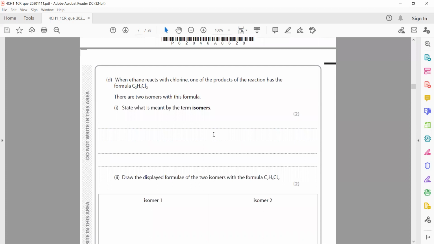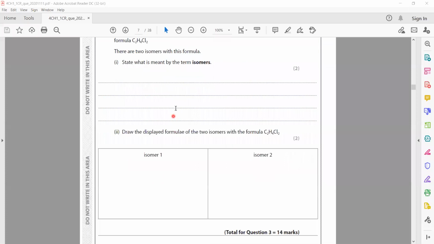When ethane reacts with chlorine, one of the products of the reaction is C2H4Cl2. There are two isomers. State what is meant by isomers. They have the same molecular formula but different structures. That's why we call them isomers.